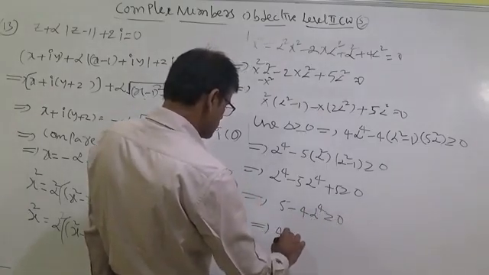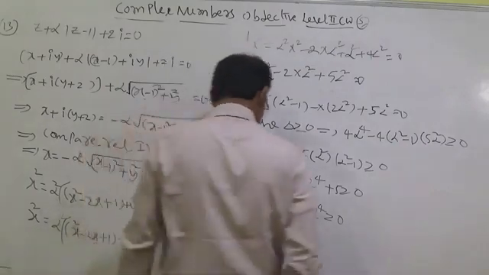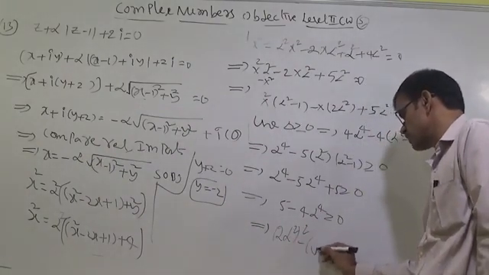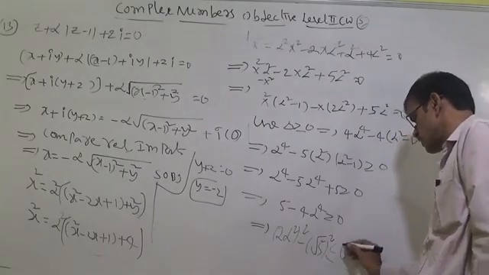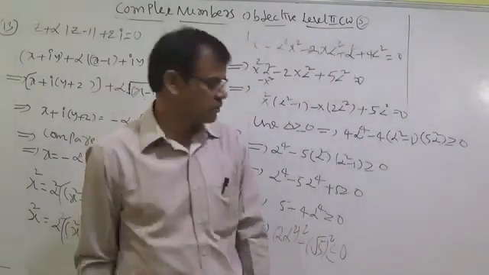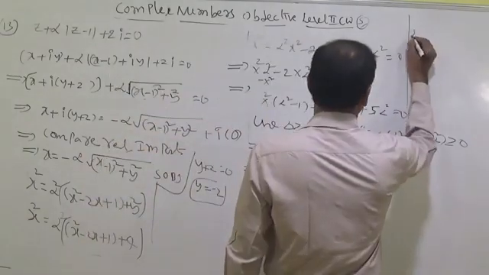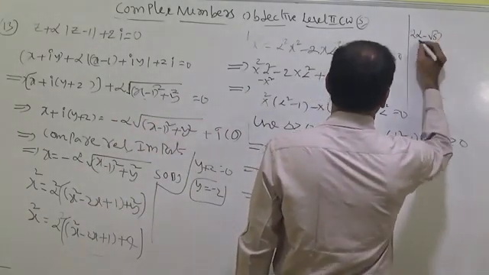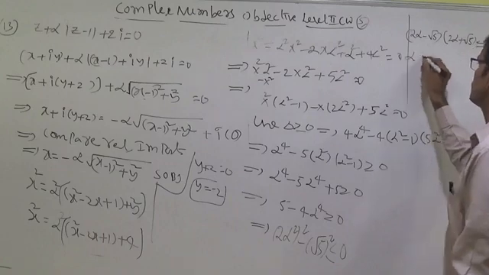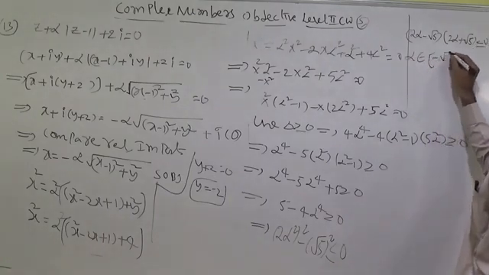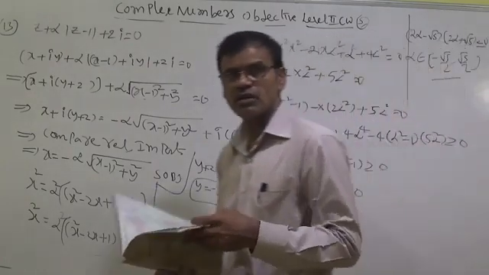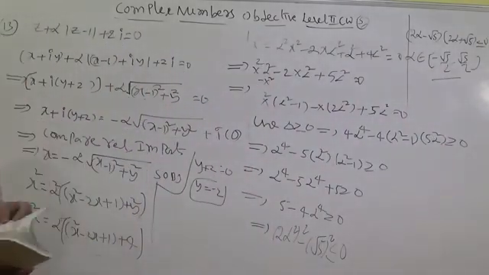That implies you can write here 2 alpha square whole square minus root 5 whole square lesser than or equal to 0. 2 alpha square minus 5 lesser than or equal to 0. This can be understood as 2 alpha minus root 5 into 2 alpha plus root 5 lesser than or equal to 0. So alpha belongs to the closed interval minus root 5 by 2 comma root 5 by 2. This is the range of alpha. Minus root 5 by 2 comma root 5 by 2.